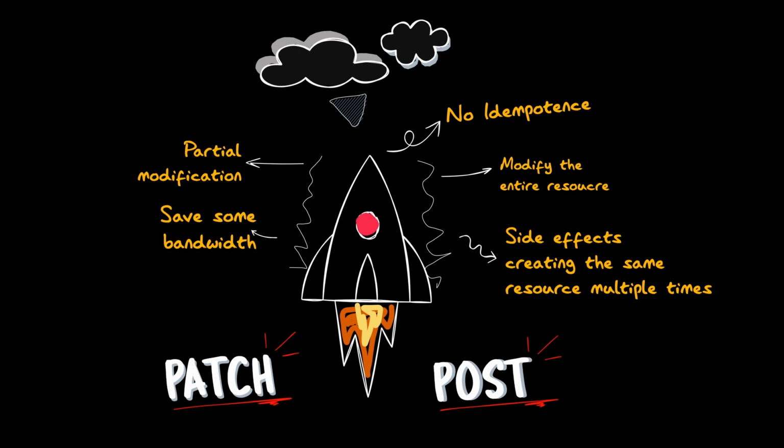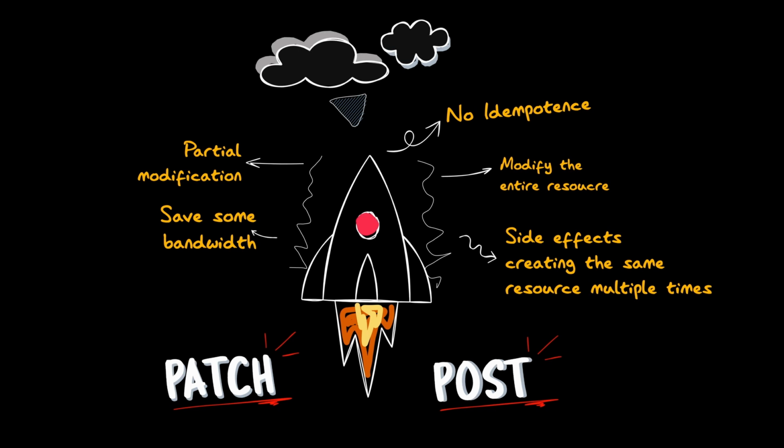When we talk about idempotence, POST requests are not inherently idempotent, while PATCH requests should ideally be idempotent. This means that sending the same PATCH request multiple times should have the same effect each time. Ultimately, the choice between using the POST and PATCH method depends on the specific use case and the desired behavior when interacting with resources on the server.